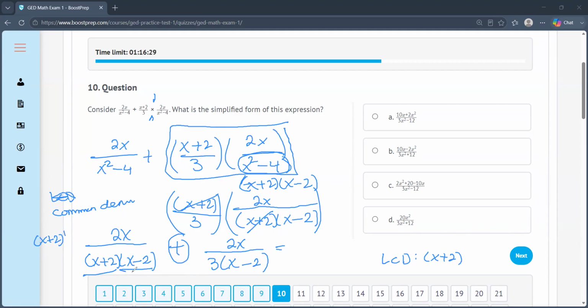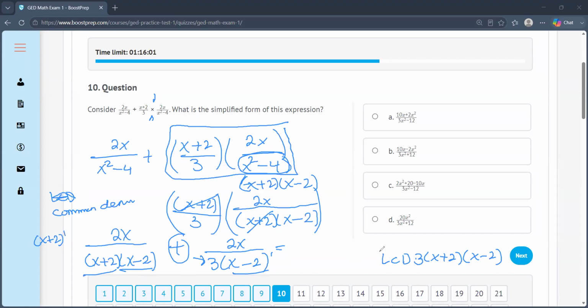What about x minus 2? Do you see it anywhere else on the bottom? Yes, I see it right here. But because they're both to the power 1, it's going to be x minus 2 to the power 1. Okay, what about this 3 here? I don't see it anywhere else on the bottom, so bring it down. That is my LCD. Do not FOIL it out yet. Yeah, don't FOIL it out yet.